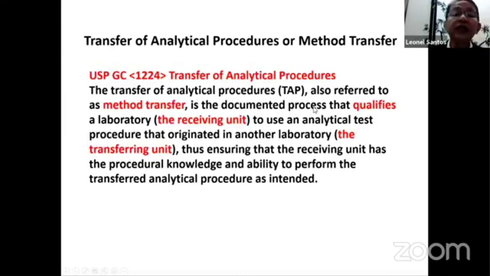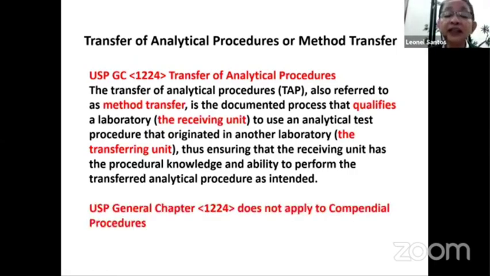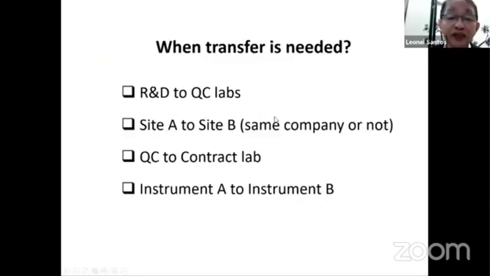This would be the general chapter 1224, transfer of analytical procedure, which is the last general chapter that was added in USP. And this is, again, the transferring unit is moving the method to a receiving unit so as to ensure that the receiving unit has the procedural knowledge and ability to perform the transferred analytical procedure as intended. And this is not applicable to USP monograph because you can use USP monograph at any time in any other lab without doing any formal transfer.